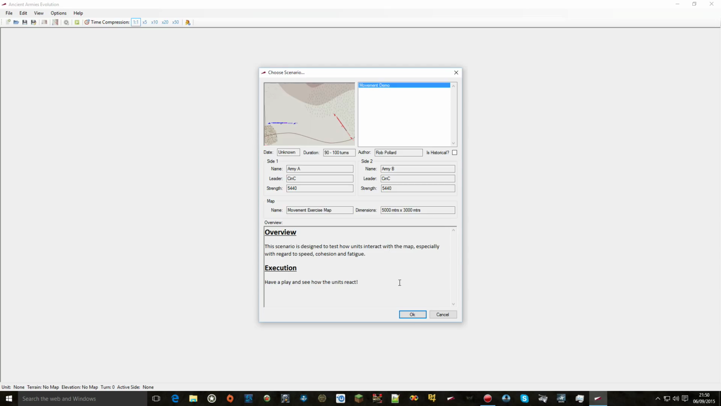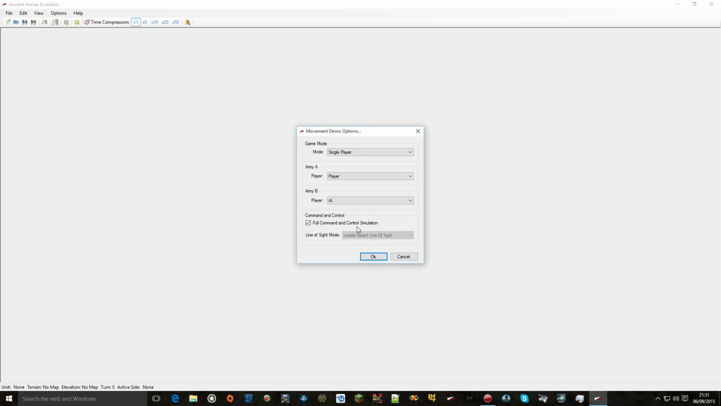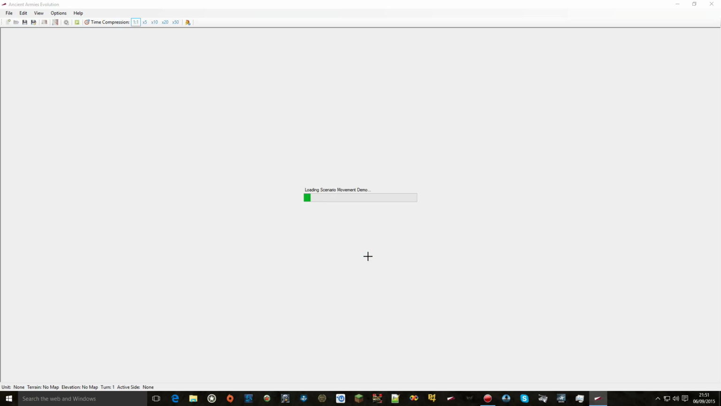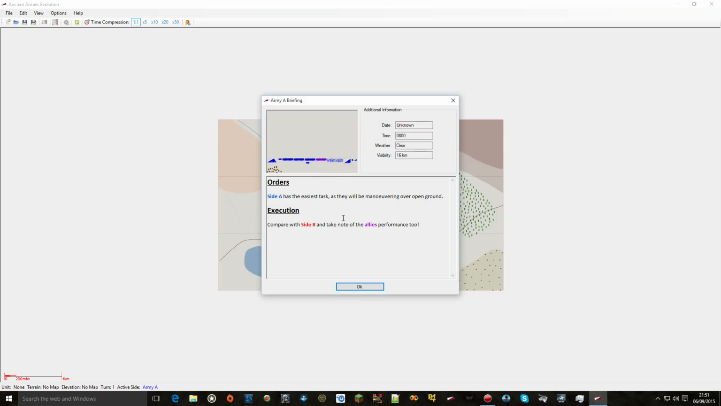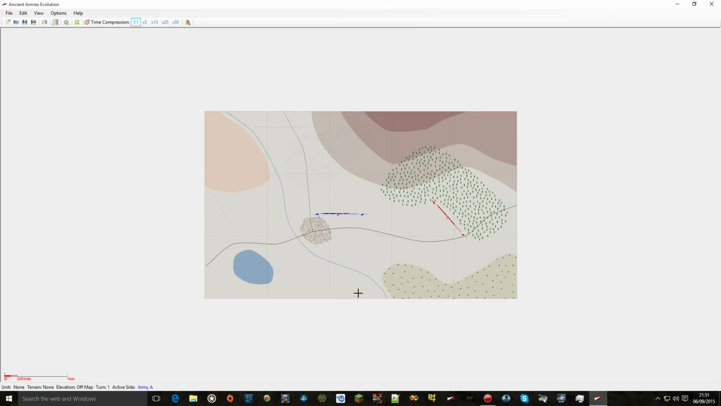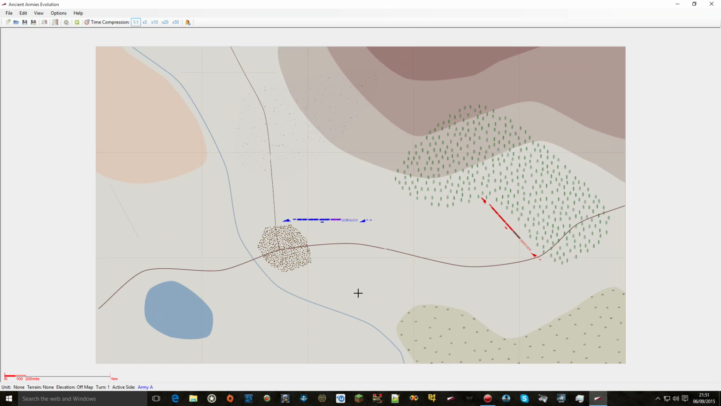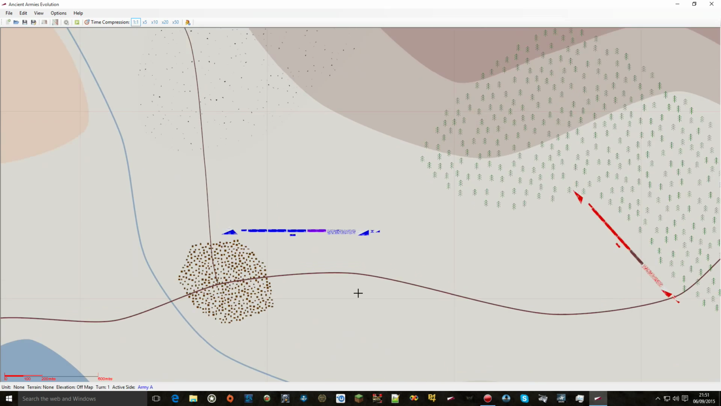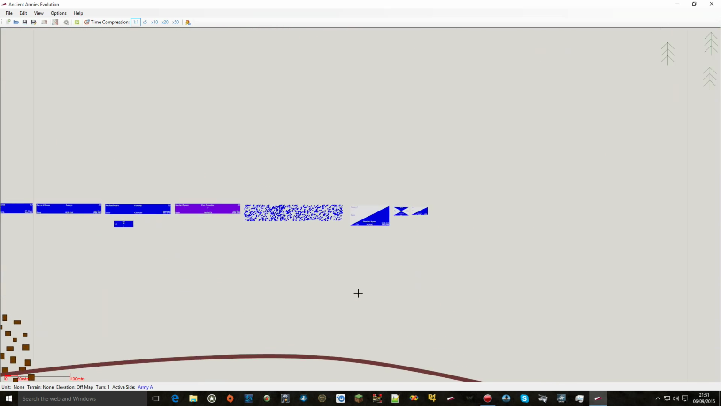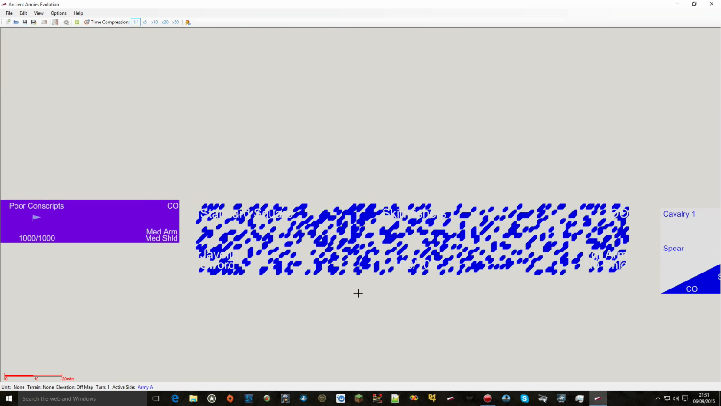Pick our snare movement demo. Once again, for purposes of this demo, turn off line of sight so we see everything. Right, I'm playing as blue, but I think we can control both sides for this particular one. So this is our scenario. The first thing you'll notice that's a little bit different is we've got this rather odd unit here.